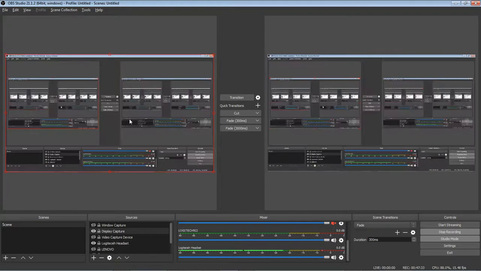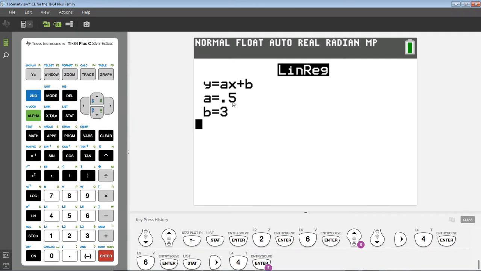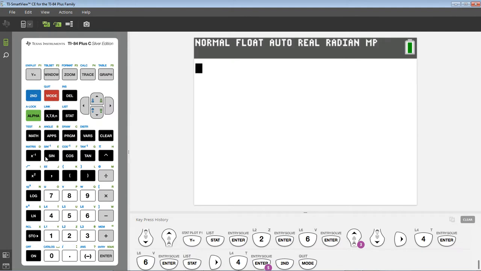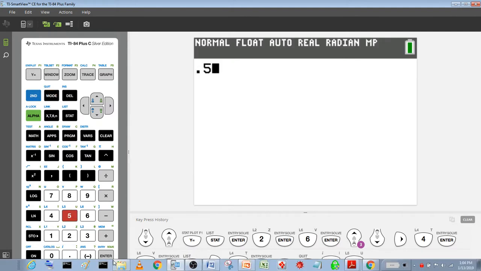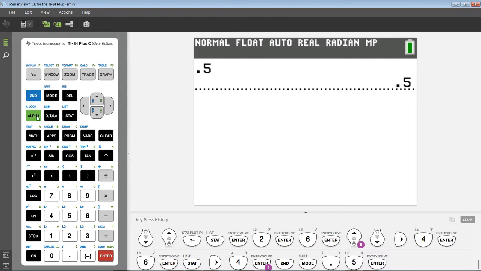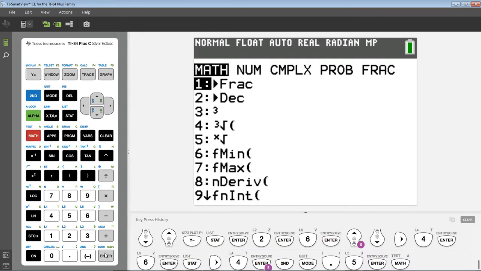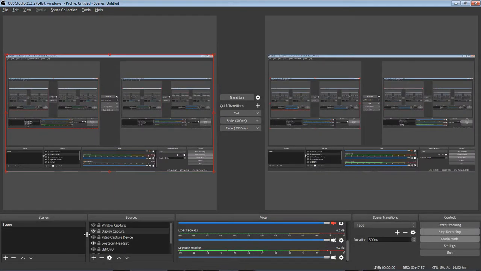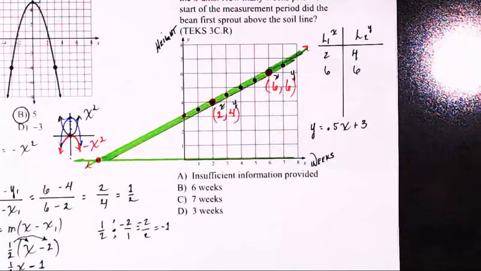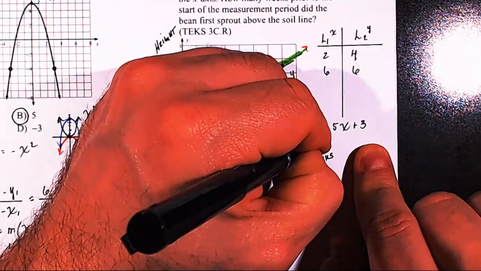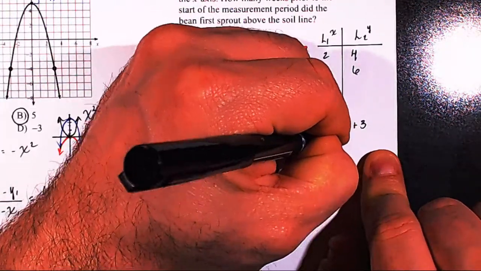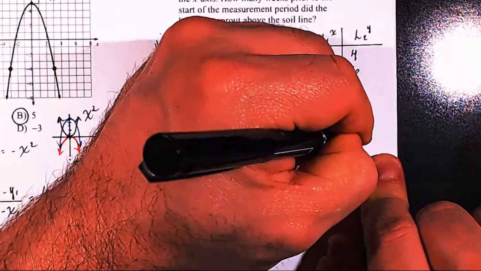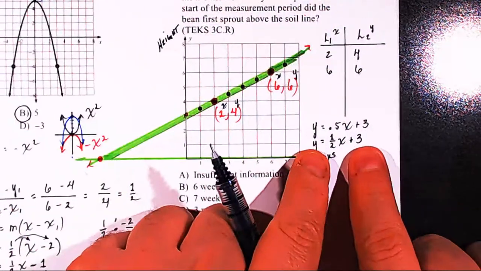Okay, let's get back to our calculator. Oh, we need to do one thing. So 0.5, we need to write that as a fraction. If you didn't know how to convert 0.5 into a fraction, you could hit 0.5 on your home screen, enter, and then hit math, frac, and it will tell you that 0.5 is 1/2. So the actual equation we want to write down over here is y equals 1/2 x plus 3. That's the equation we need.